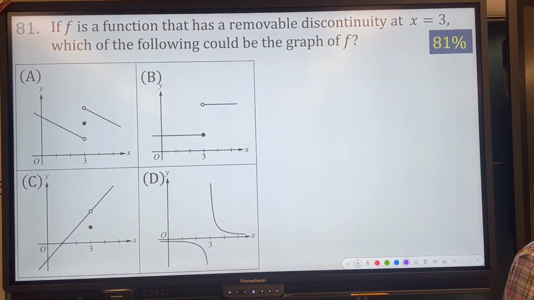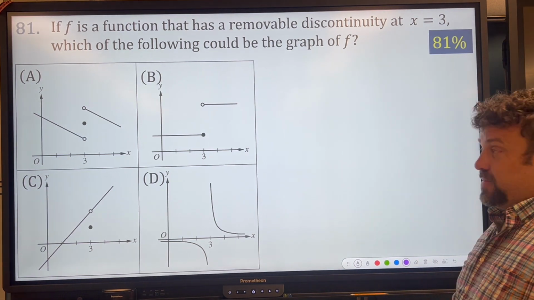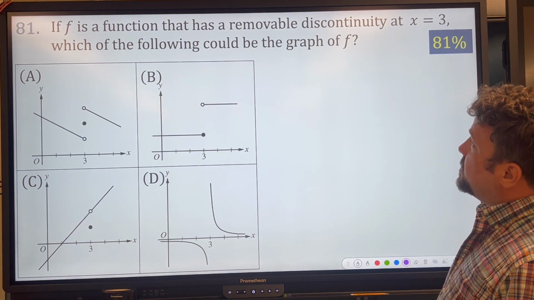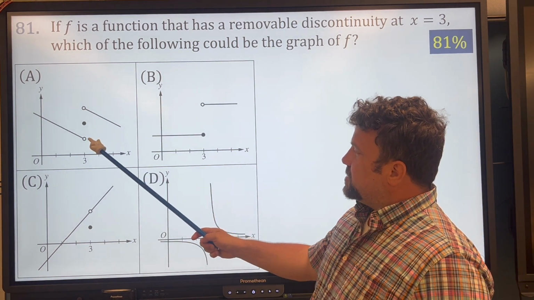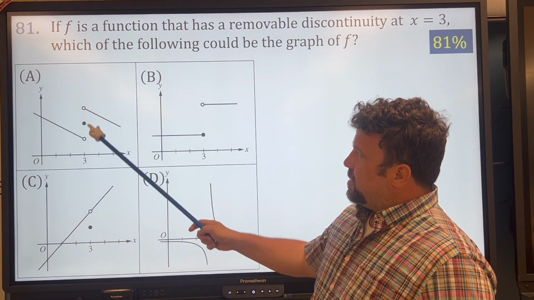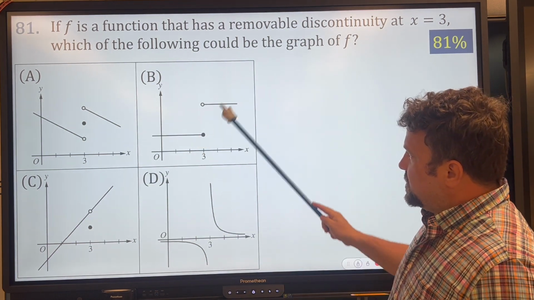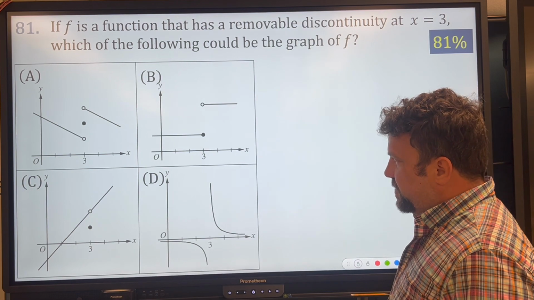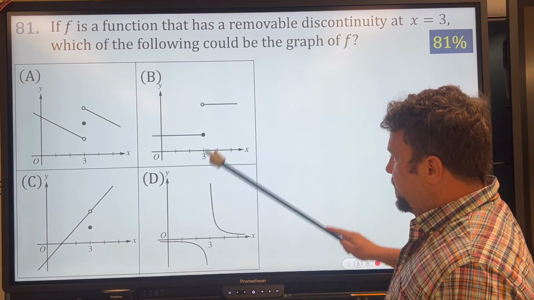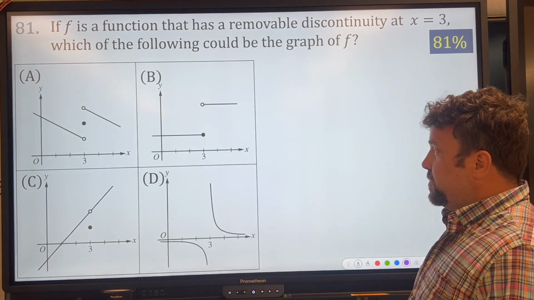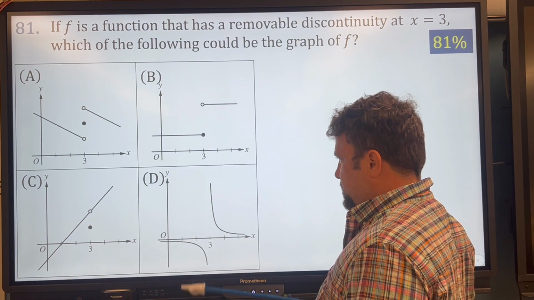Now, if f is a function that has a removable discontinuity, you have to know what that means. At x equals 3, which of the following can be a graph? So as you notice, at x equals 3, you got some things going on here. You got pieces not connected with the point in the middle, pieces not connected where the one side has a value, pieces not connected, or these are connected, but this thing's down here, and then you got some type of asymptote over there. All right? So you got a hole, not connected, asymptote.